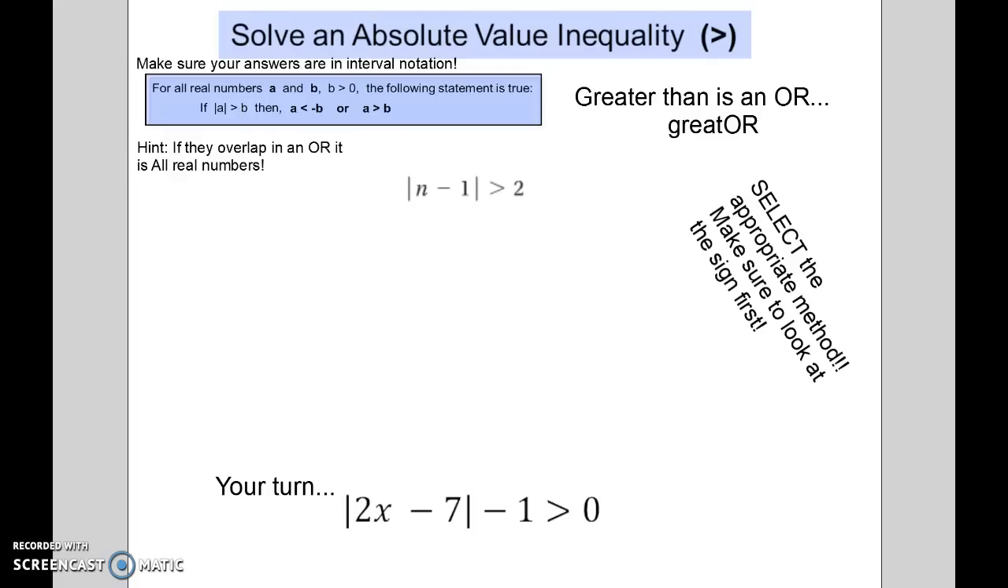And once the absolute value is alone, I want to look at the sign. If it's a greater than sign, it's an or, great-or. If it's a less than sign, it's an and. In this case, it is a greater than sign, which means it's an or. And I want to make sure that it's equal to a positive, because if it's equal to a negative, then I have a special case. So let's write that down.